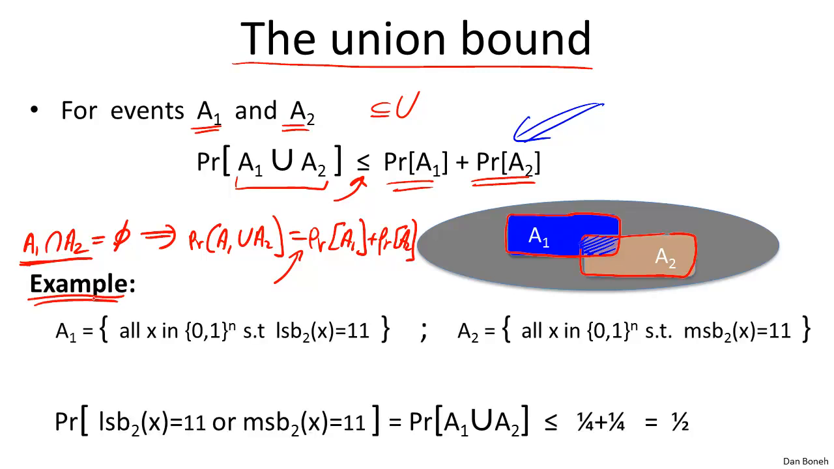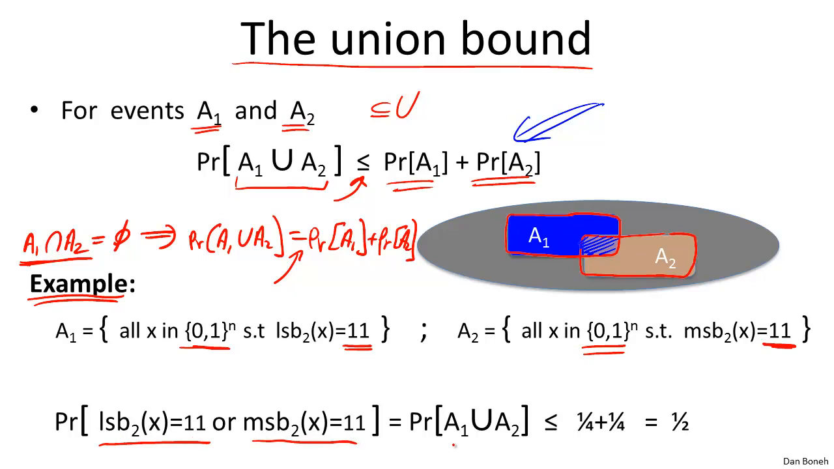Suppose our event A1 is the set of all n-bit strings that happen to end in 1, 1. And suppose A2 is the set of all n-bit strings that happen to begin with 1, 1. Okay, so n, think of it as 8 or some large number. And I'm asking now, what is the probability that either A1 happens or A2 happens? In other words, if I sample uniformly from the universe U, what is the probability that either the least significant bits are 1, 1 or the most significant bits are 1, 1?